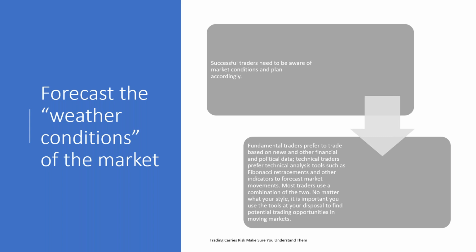Now, successful traders need to be aware of market conditions and plan accordingly. Fundamental traders prefer to trade based on news and other fundamental and political data. Technical traders prefer technical analysis tools such as Fibonacci retracements and other indicators to forecast market movement. Most traders use a combination of both, and this is my recommendation.